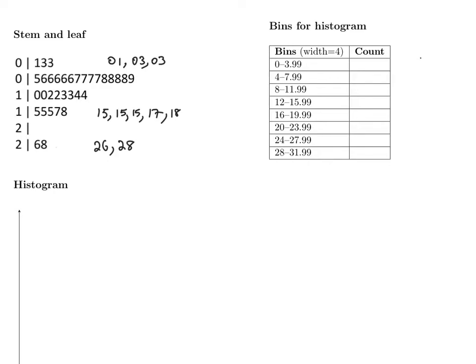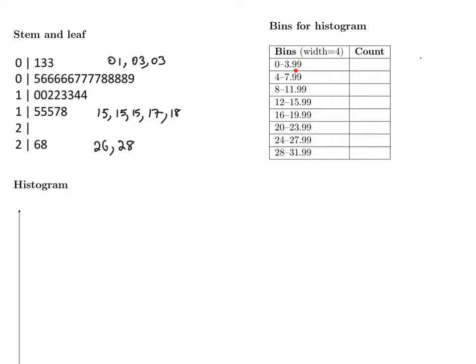If we had too many bins, there would be lots of them that were empty. And if we have too few bins, then there would just be one giant bar or 2 giant bars. So we want to try to strike a balance. So I'm going to define bins of width 4. What I'm counting is the number of data values that are in this range.